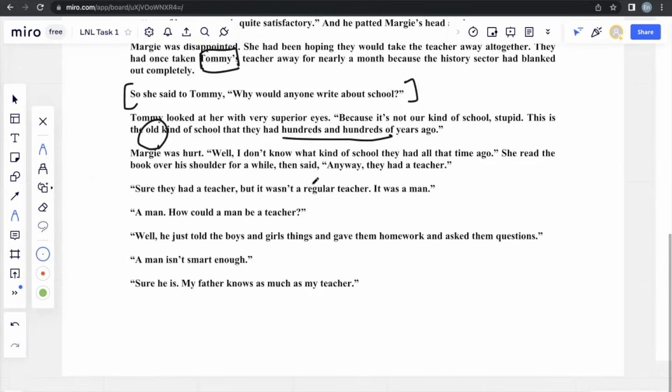"A man? How could a man be a teacher?" "Well, he just told the boys and girls things and gave them homework and asked them questions." "A man isn't smart enough." "Sure he is. My father knows as much as my teacher."